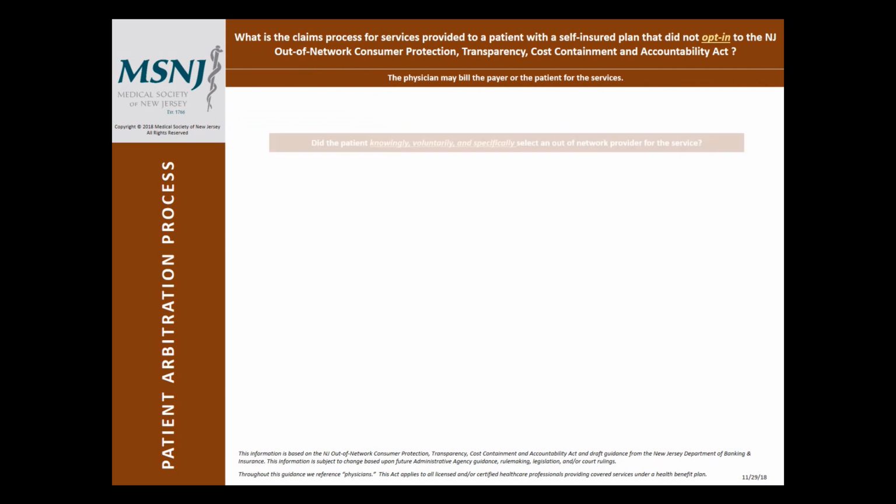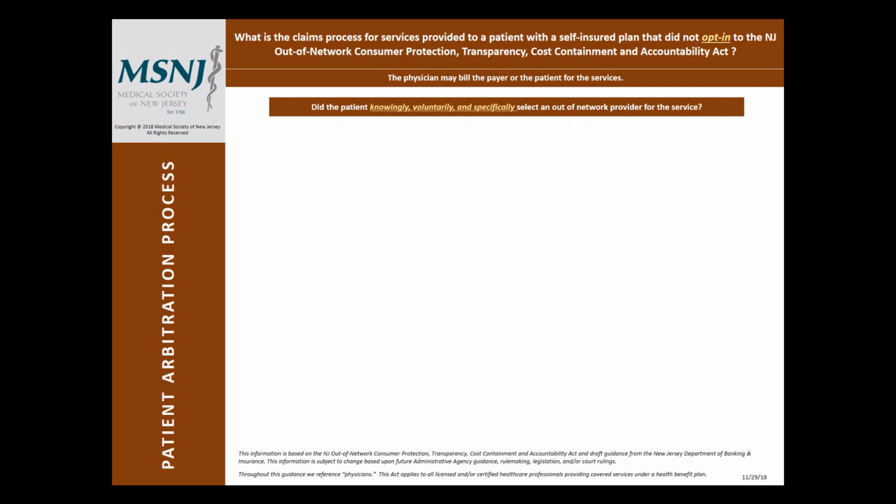So, Amanda, why don't we start with the first part of the law about knowingly, voluntarily, and specifically choosing an out-of-network provider. Okay, so first off, the physician may bill the payer or the patient for the services when they're in a self-insured plan that did not opt into that law. So if a patient knowingly, voluntarily, or specifically selects an out-of-network provider for services, that falls outside of the law. Then just the disclosure portions apply.